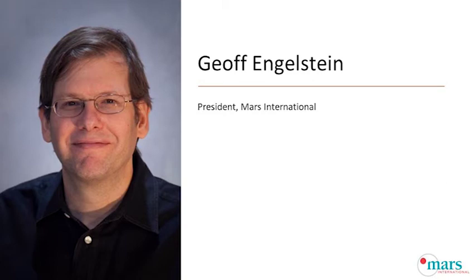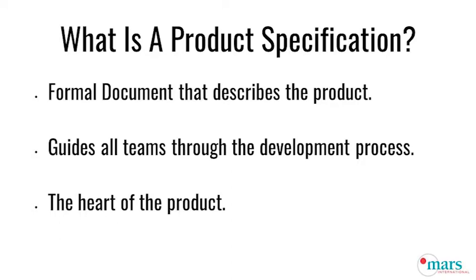So before we get started, just to define what a product specification is, and I'm assuming most of you know, but just in case, the product specification is a formal document that describes everything that there is to know about your product, and it's sort of a roadmap for your engineering team, for your development team, but also for your marketing team and your sales team and really everybody. It's kind of the heart of the project, and that's why it's so crucially important to get it right.